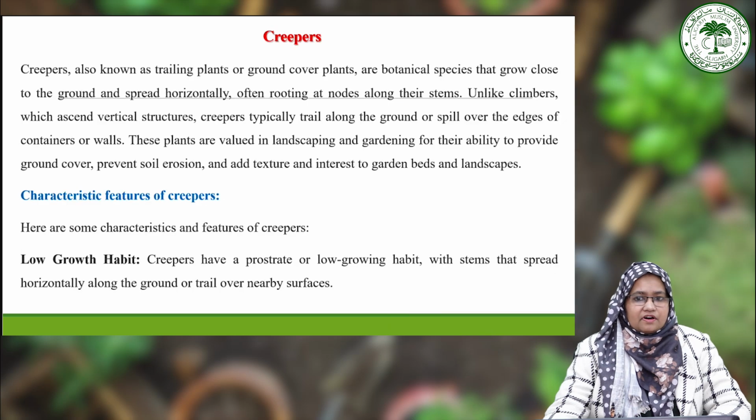The next topic is creepers. They are sometimes also referred to as trailing plants or ground cover plants, and are botanical species that tend to grow close to the ground and spread horizontally, often rooting at nodes along their stems. In contrast to climbers, which climb vertically, creepers typically extend along the ground or cascade over the edges of containers or walls. These plants are highly regarded in landscaping and gardening for their capacity to offer ground cover, mitigate soil erosion, and introduce texture and visual appeal to garden beds and landscapes.